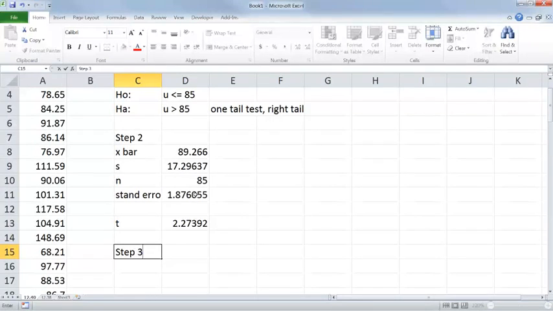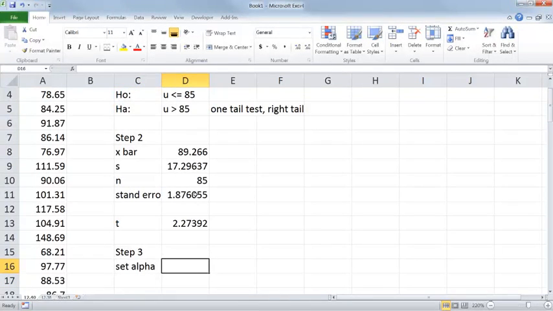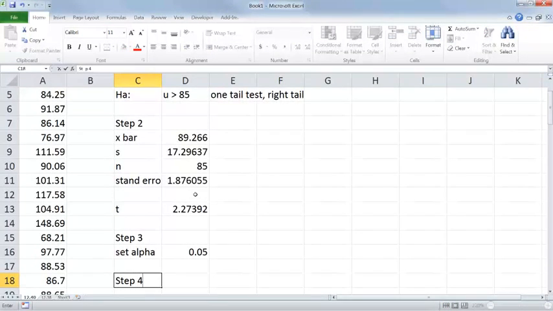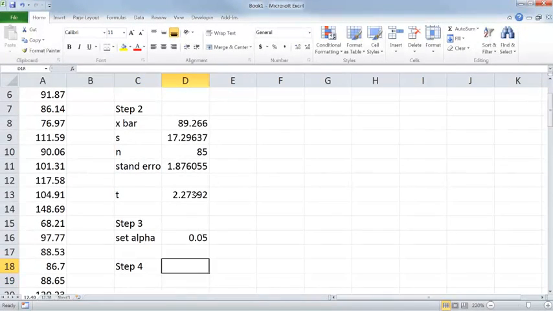Step 3 then is to set alpha, and it doesn't say anywhere in the problem, except that earlier in the book it says just use a 5% significance level for all of these problems. So we're just going to use 0.05. All right, and then step 4 is to find a p-value.